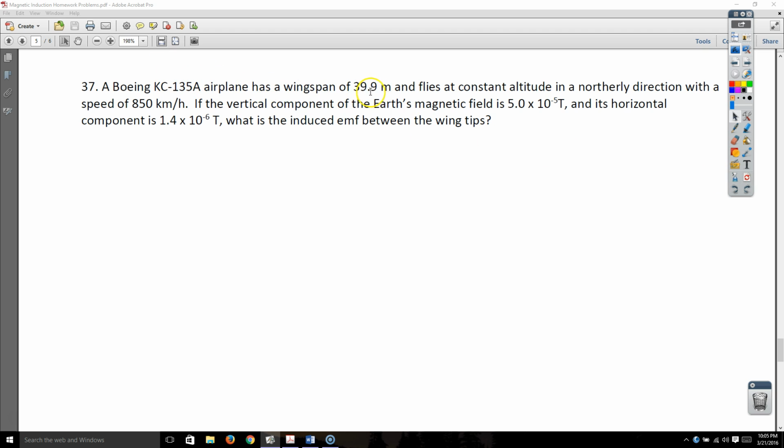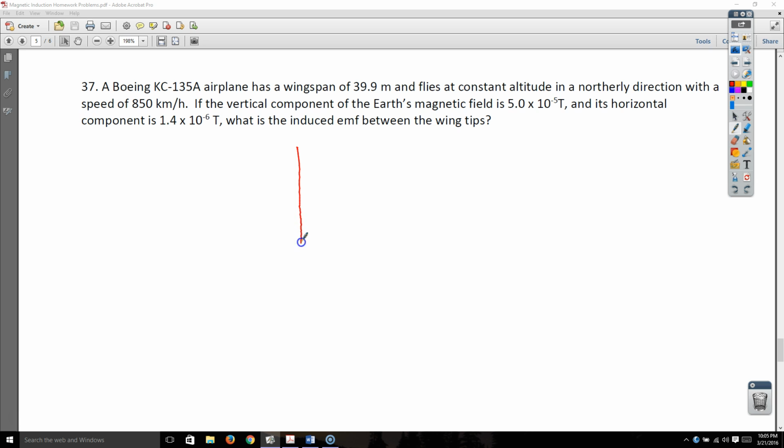An airplane has a wingspan of 39.9 meters and flies at a constant altitude in a northerly direction with a speed of 850 kilometers per hour. It says that the vertical component of the Earth's magnetic field is 5 times 10 to the negative fifth, and the horizontal component is 1.4 times 10 to the negative sixth. They want to know what is the induced EMF between the wingtips.